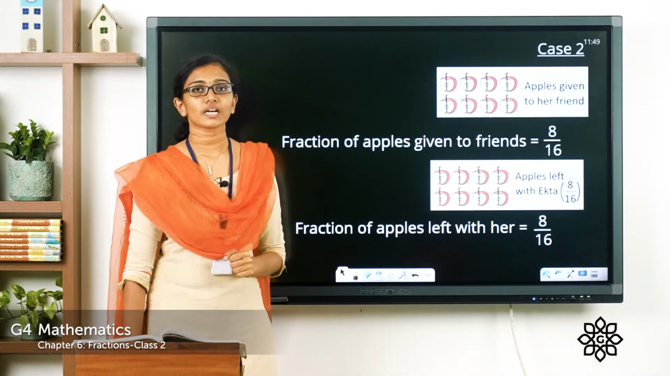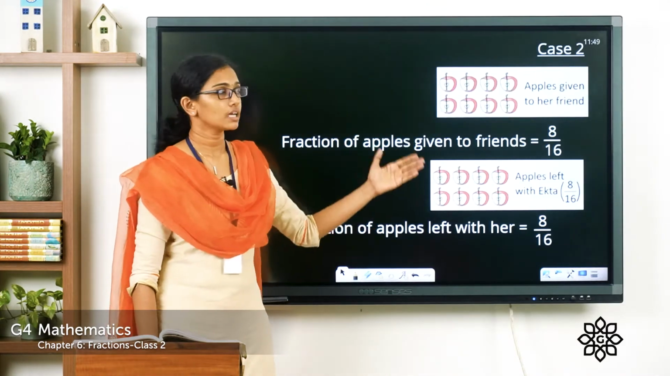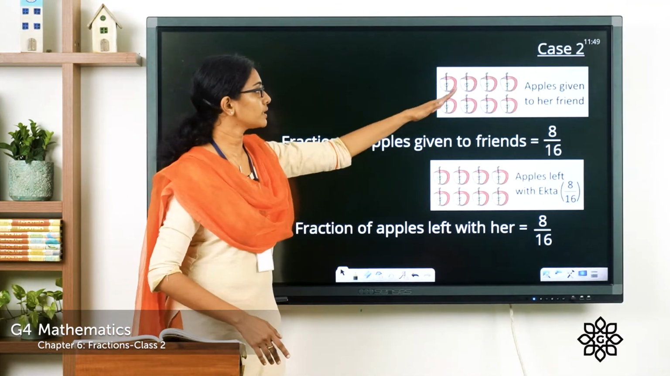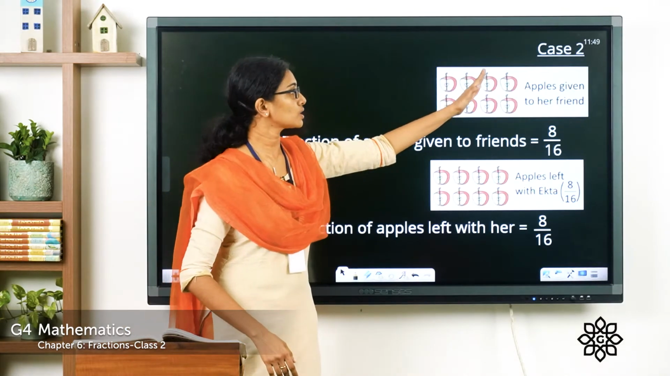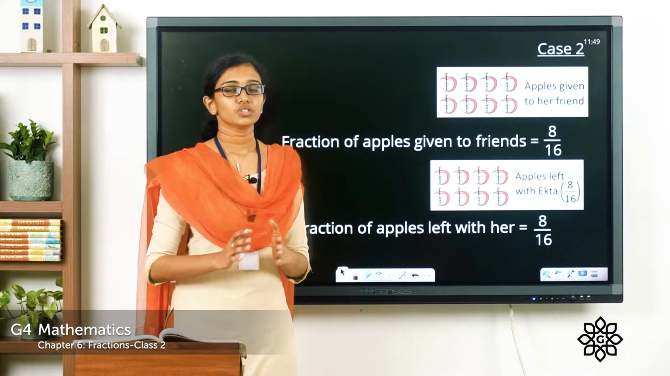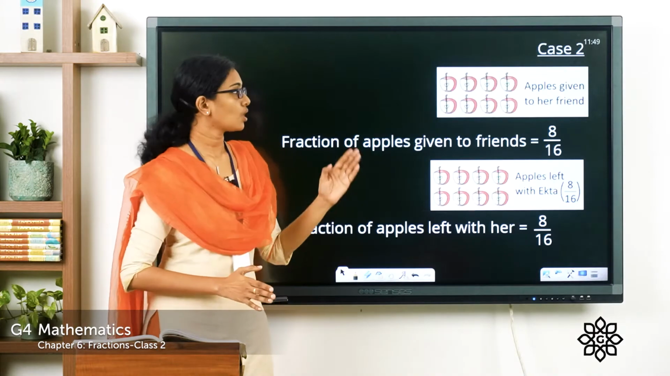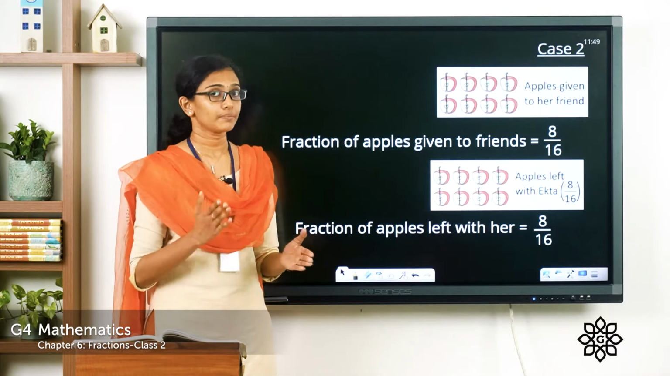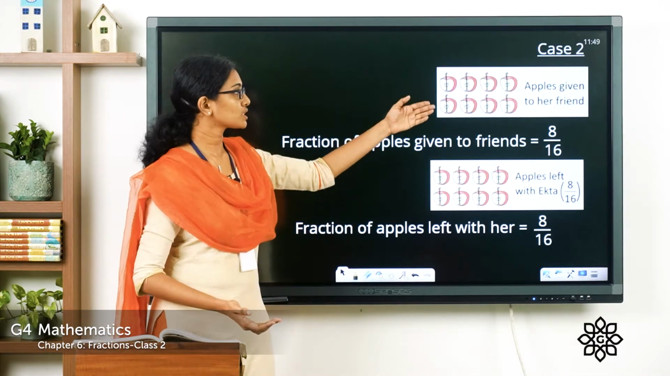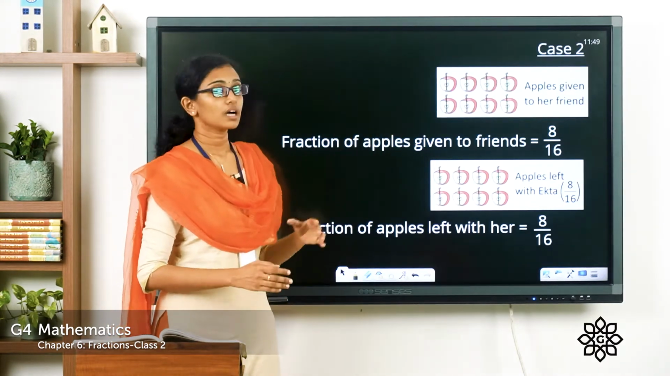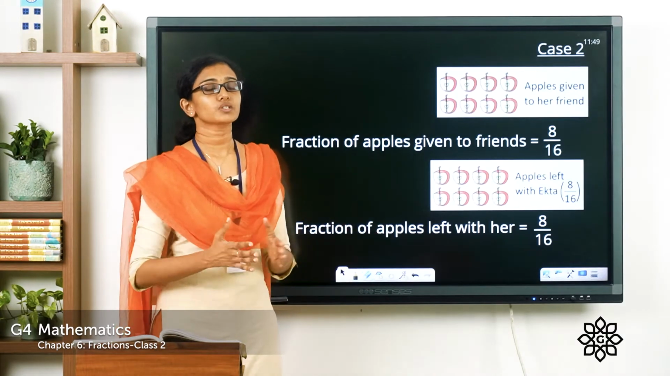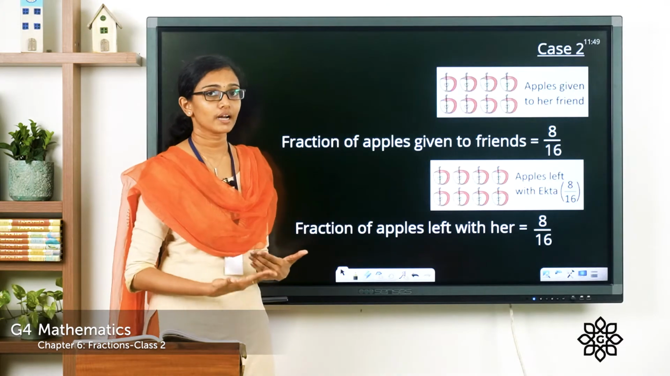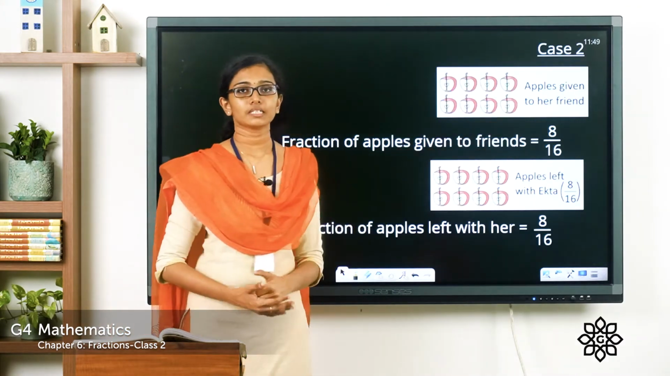So what is the fraction of apples or apple pieces given to her friends now? See, in all she gave how many pieces or how many halves? 1, 2, 3, 4, 5, 6, 7, 8. She gave 8 halves of apples to her friends. She shared 8 halves of apples among her 4 friends. So what is the fraction? It was 8 pieces out of the total 16 pieces, right? So we can write the fraction of apples given to her friends is equal to 8 by 16.